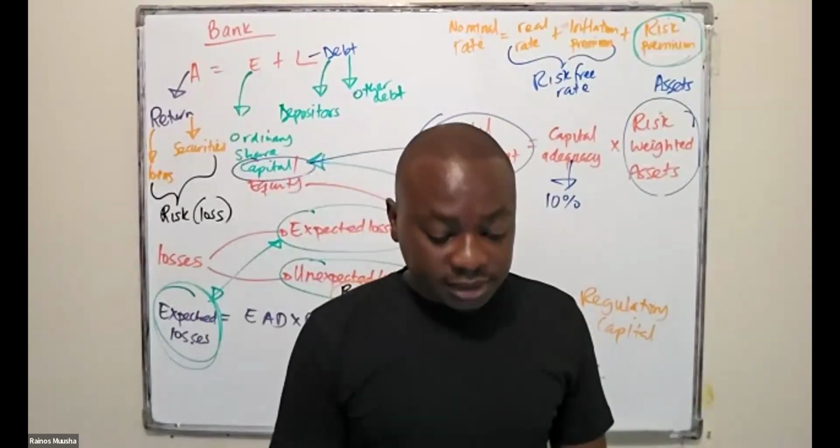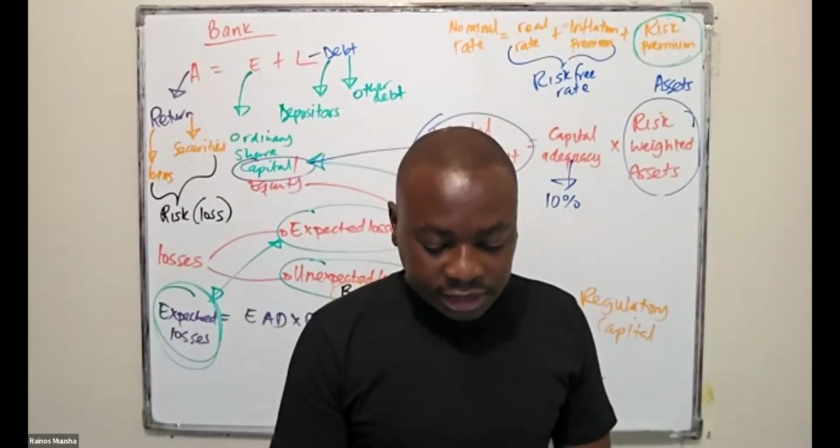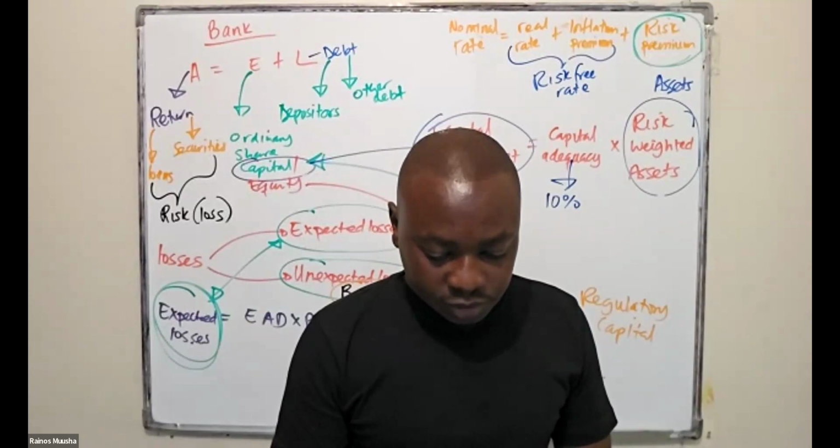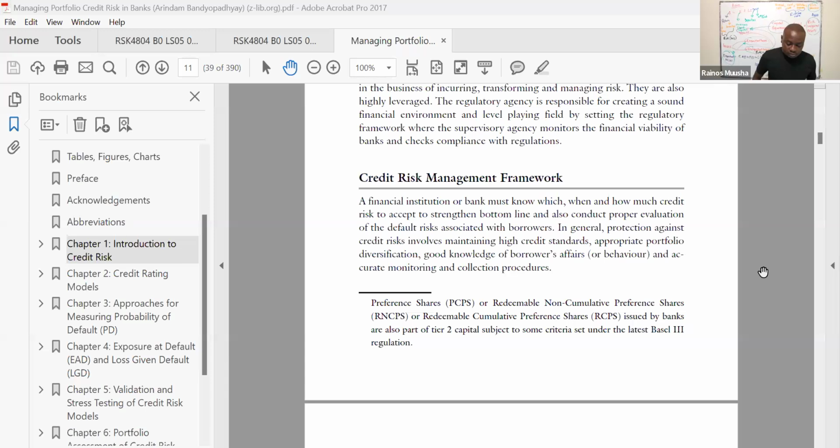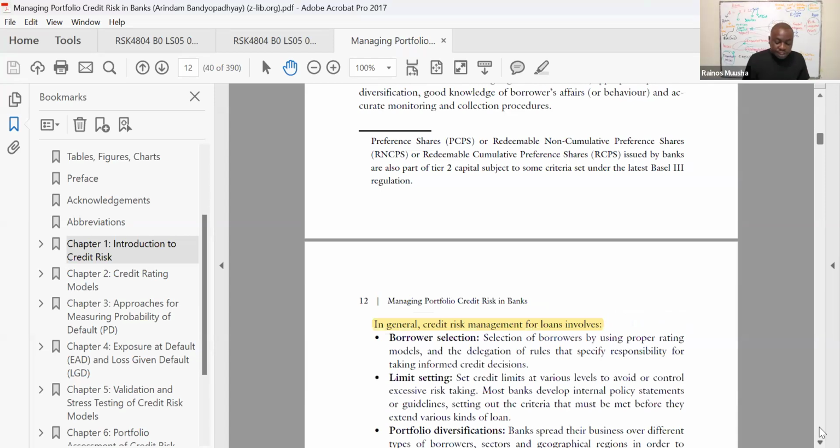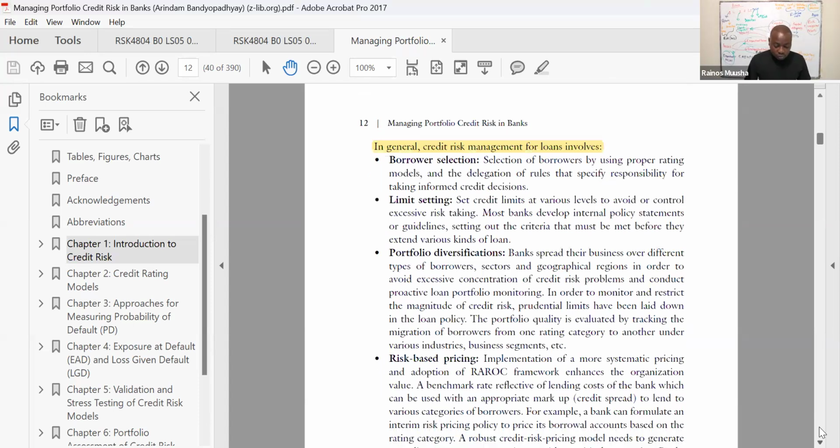The last section that we're going to look at today is the credit risk management framework. Under this, they say, in general, credit risk management for loans involves borrower selection, where selection of borrowers is done by using proper rating models and the delegation of rules that specify responsibility for taking informed credit decisions.